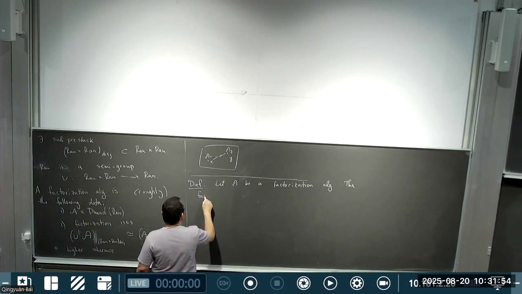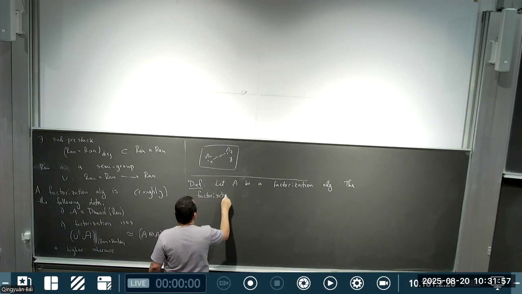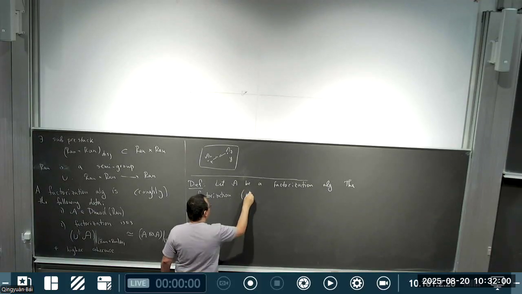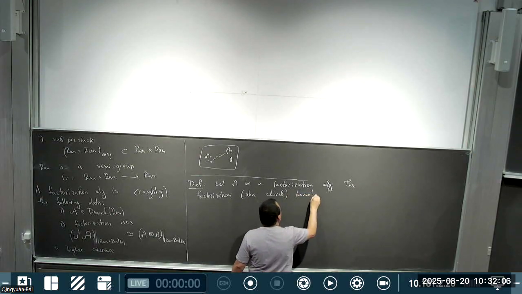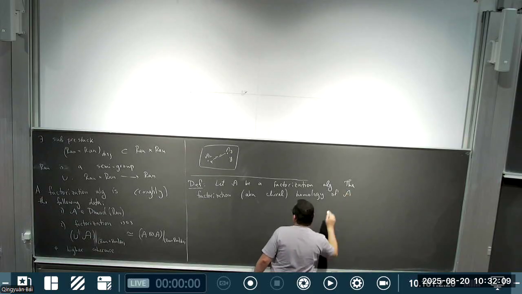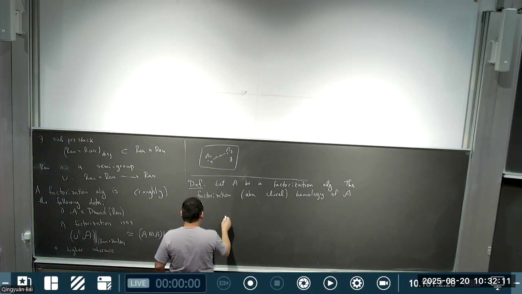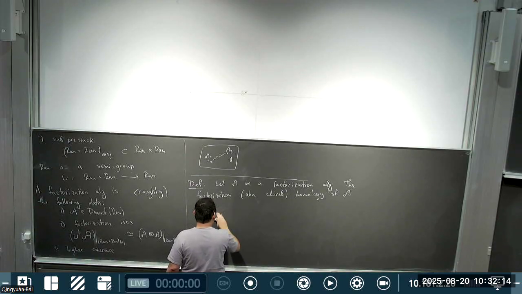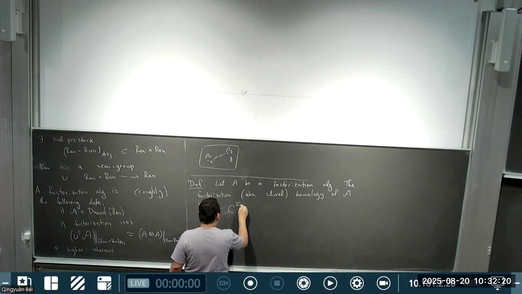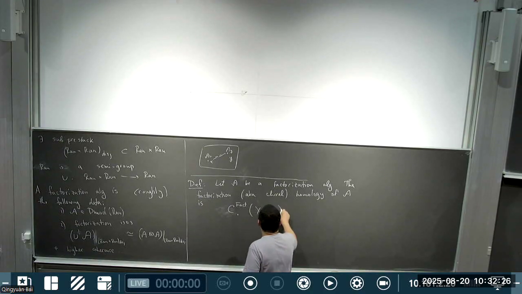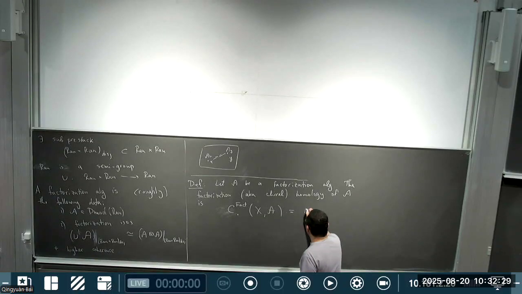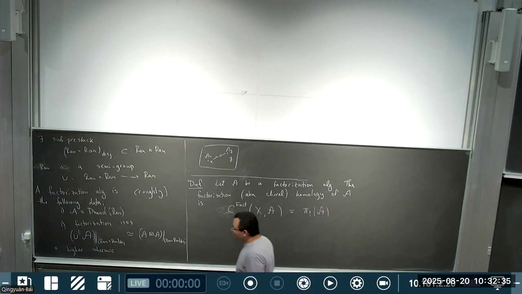Factorization, AKA chiral homology of A, is just... let me give it some notation. So chains, factorization chains, that's A. This is defined as the left adjoint on the Ran space applied to the underlying D module.